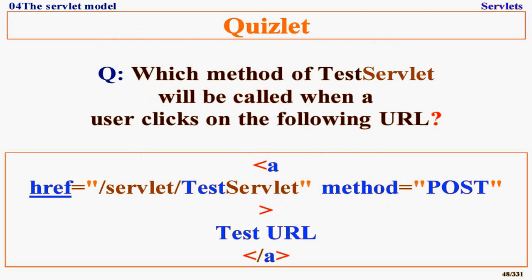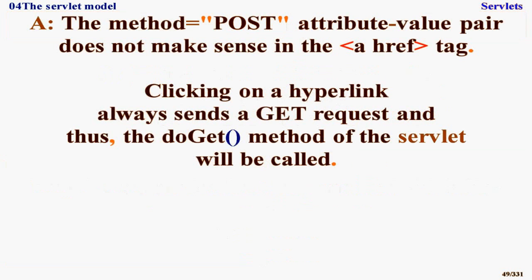Quizlet. Q. Which method of TestServlet will be called when a user clicks on the following URL? a href equal servlet/TestServlet method equal post, Test URL. The method equal post attribute value pair does not make sense in the a href tag.